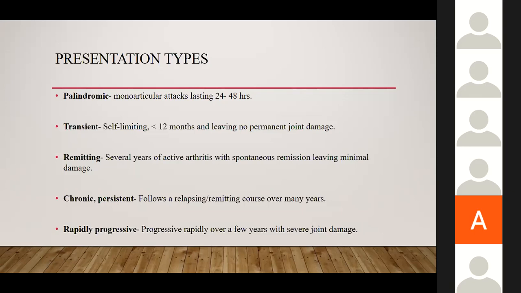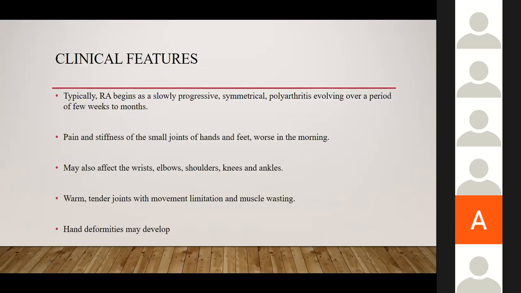Then there's chronic persistent. In this one, there's a relapse where you have severe disease, then it goes into remission. Then another relapse, then remission, and it happens for a very long time. Then we have the rapidly progressive type, where the disease starts and in a few years there's severe damage to your joints. So as you can see, typically your rheumatoid arthritis will be slow and progressive.